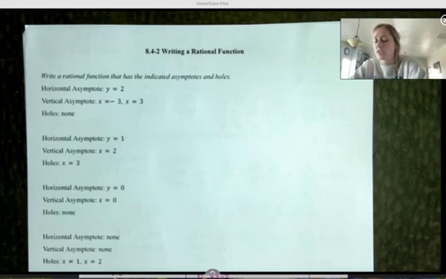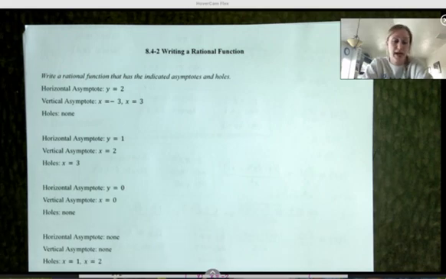This video is going to show us how to take some requirements for a function and then write an equation to match it. So we're going to keep in mind those things about the degrees and how to get horizontal and vertical asymptotes.